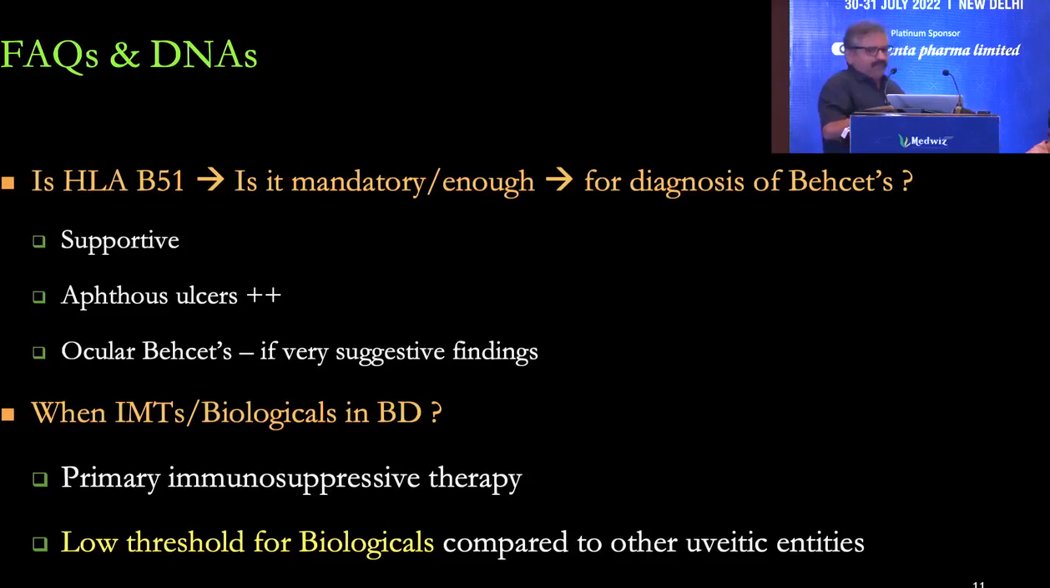We always keep wondering whether HLA-B51 is mandatory or enough for the diagnosis of Behcet's. It's a very supportive test. If the patient typically gives a history of recurrent aphthous ulcers, then probably you are dealing with Behcet's. If you have ocular findings very suggestive of Behcet's, then go ahead and make a diagnosis, and primary immunosuppressive therapy is the treatment. You have a low threshold for biologicals in Behcet's. Among the diseases where you tend to start biologicals very early are Behcet's and JIA.